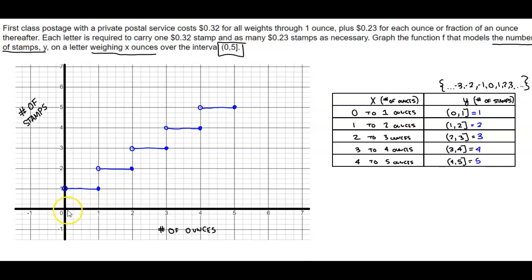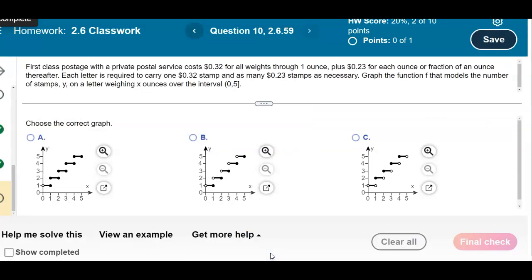If you have a letter that is between 0 and 1 ounces, you're going to be required to have 1 stamp. If it weighed 0, you're not going to need a stamp, but anything beyond that is going to need 1 stamp. Anything between 1 and 2 ounces is going to require 2 stamps, but 1 ounce is only going to require 1 stamp if it's exactly 1. Between 2 and 3, you're not going to include 2, but anything after 2, all the way to 3 ounces, is going to need 3 stamps. Anything from 3 ounces to 4, not including 3, is going to need 4 stamps. And if it weighs anything between 4 and 5 ounces, not including 4, you're going to need 5 stamps. So now let's take a look at which graph this is going to be.